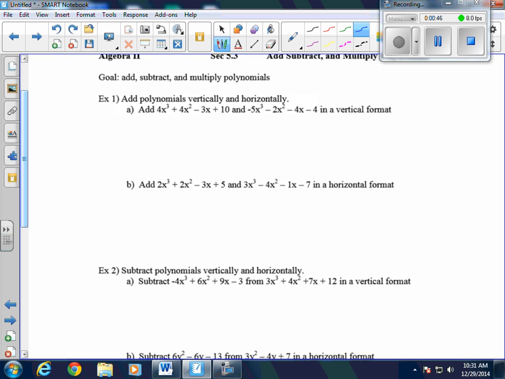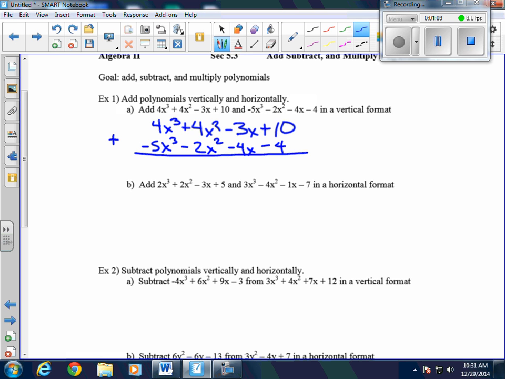So, add polynomials vertically. We're going to add 4x cubed plus 4x squared minus 3x plus 10. If we do it in a vertical format, we have to line up all of these. So we're going to add negative 5x cubed, minus 2x squared, minus 4x, and minus 4. Essentially, we're going to add these up. Notice we have x cubes in this column, x squareds, x's, and our constants.